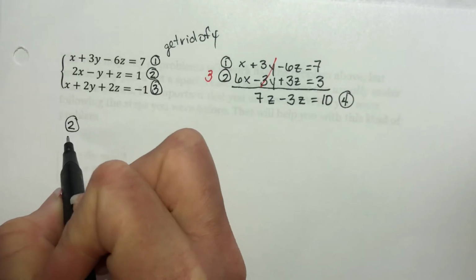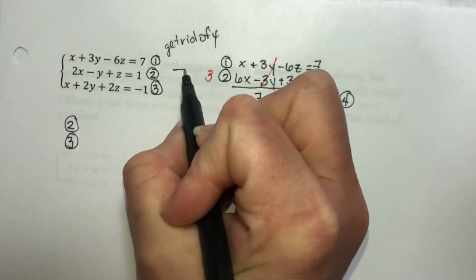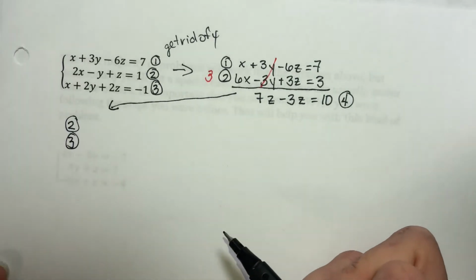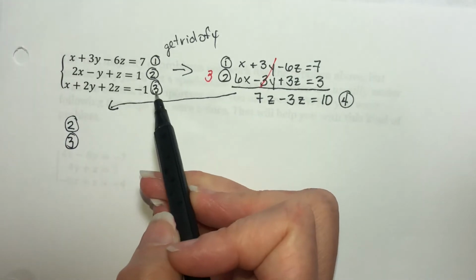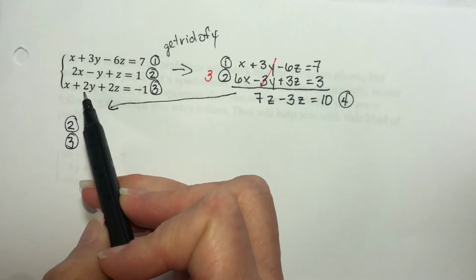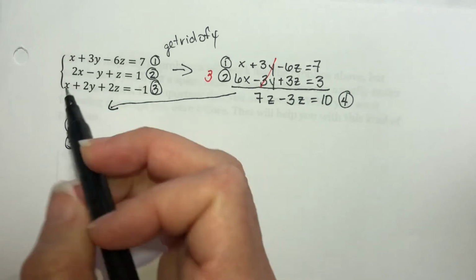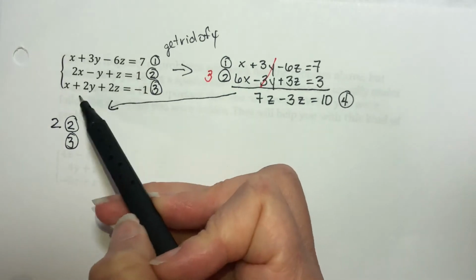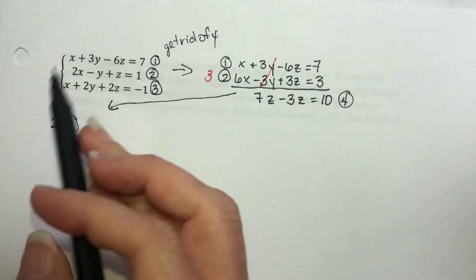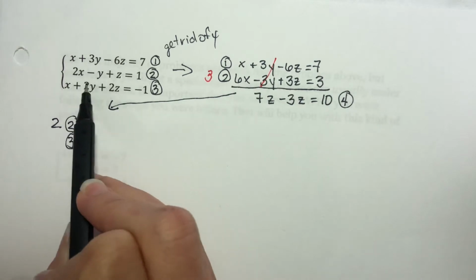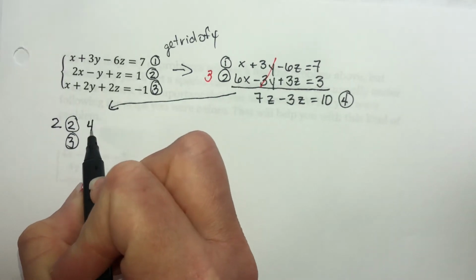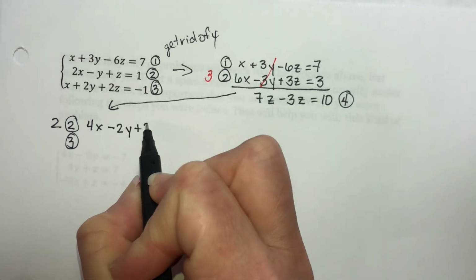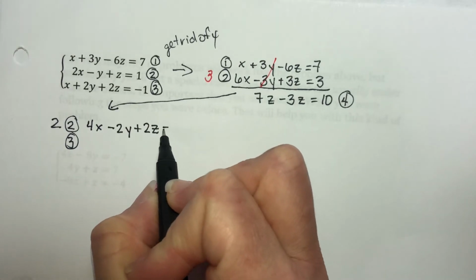So I take 2 and 3, and let me draw in some arrows so you can see the order I'm going in. Okay, now I need to get rid of y again. Here I have a positive 2. I need a negative 2 here, so I'm going to multiply this by a positive 2. It's going to give me a negative 2 here, and they're going to cancel out. So multiply this entire equation by a positive 2 to get 4x minus 2y plus 2z is equal to 2.